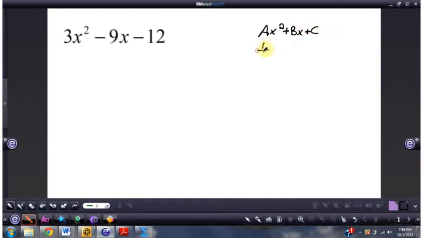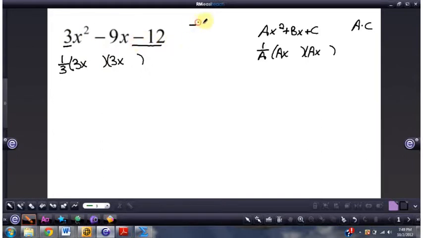We take 1 over ax, and we multiply a times c. So that's again what we're going to do here. I'm going to take my 3, 1 over 3, 3x, and I'm going to multiply 3 times negative 12, which is negative 36.